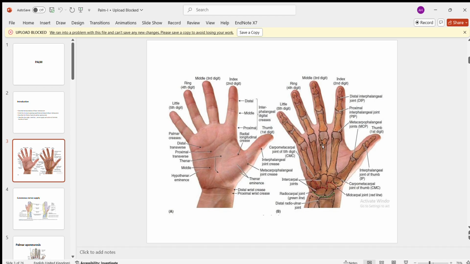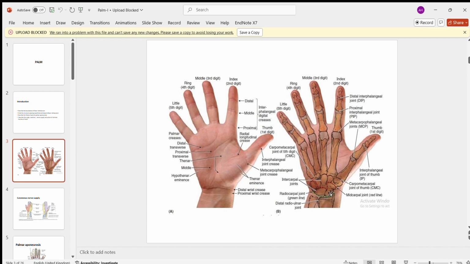Now in this picture we can see the skeleton of the hand. This is the end of the forearm with ulna and radius. And these are the carpal bones. The carpal bones are 8 in number and they are situated in 2 rows having 4 bones in each row.